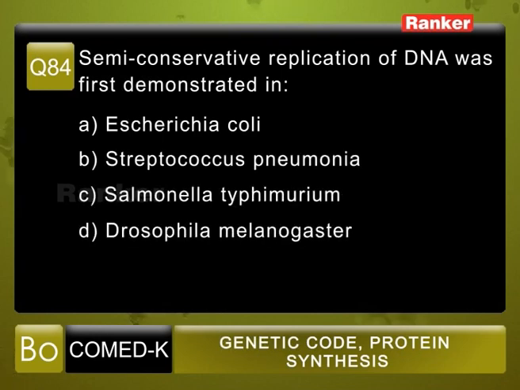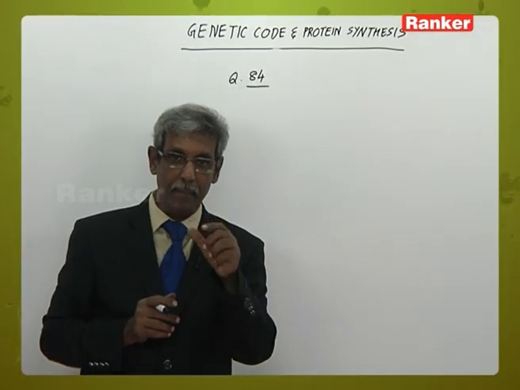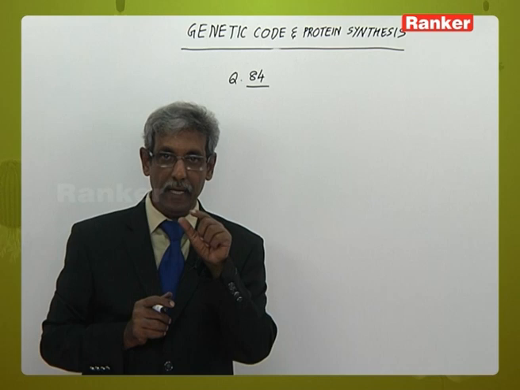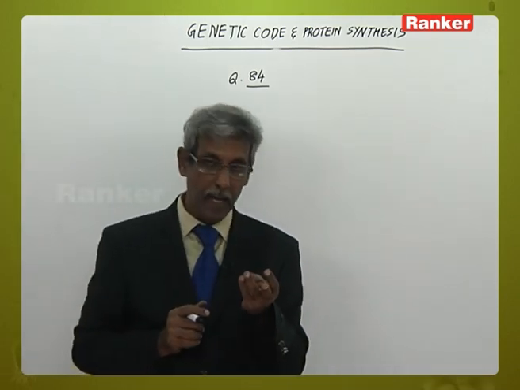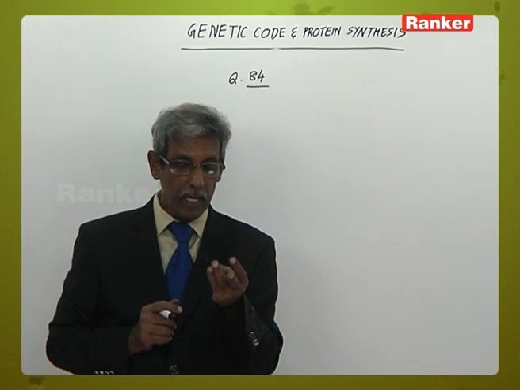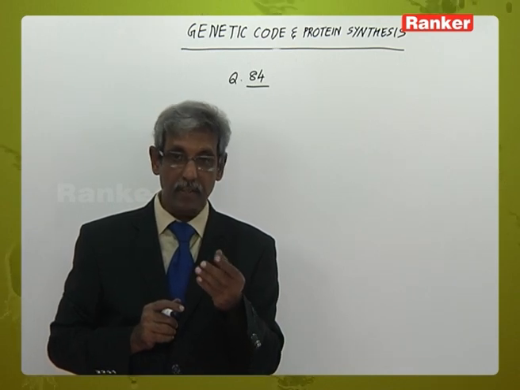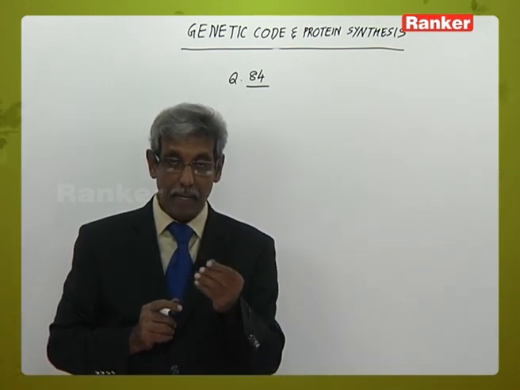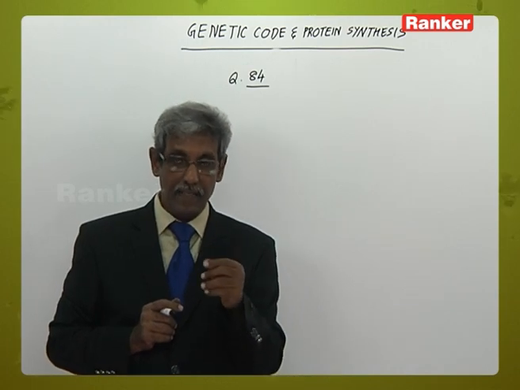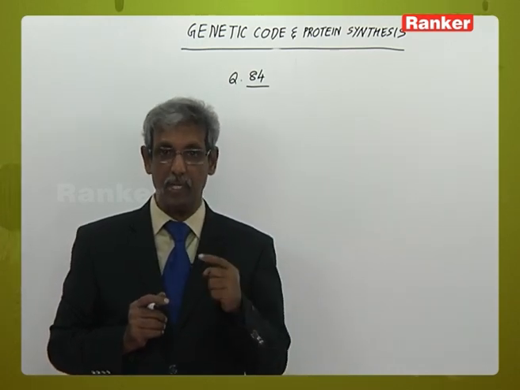The semi-conservative replication of DNA was first demonstrated in, the choices are A. E. coli, B. Streptococcus pneumoniae, C. Salmonella typhimurium, and D. Drosophila melanogaster. Whenever we take semi-conservative replication, it has been demonstrated in Escherichia coli because E. coli is easy to culture, E. coli's DNA is circular, E. coli has been well sequenced, it can be radioactively labelled, and it can multiply every 20 minutes. Hence, it is easy to gauge the life cycle of Escherichia coli.